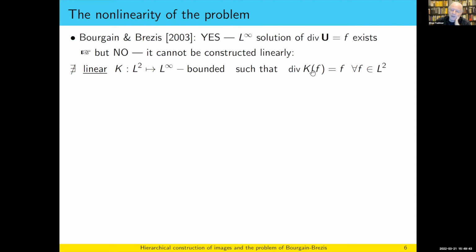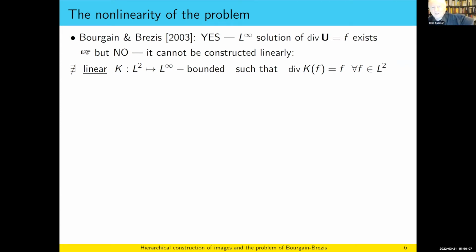Such that the div of K of F will recover F if K is linear. There is no such operator. So this starts to be interesting. It means that the problem, which I will now refer to as the Bourgain-Brezis problem to simplify matters, has a solution, but its solution must be nonlinear, which of course is intriguing.